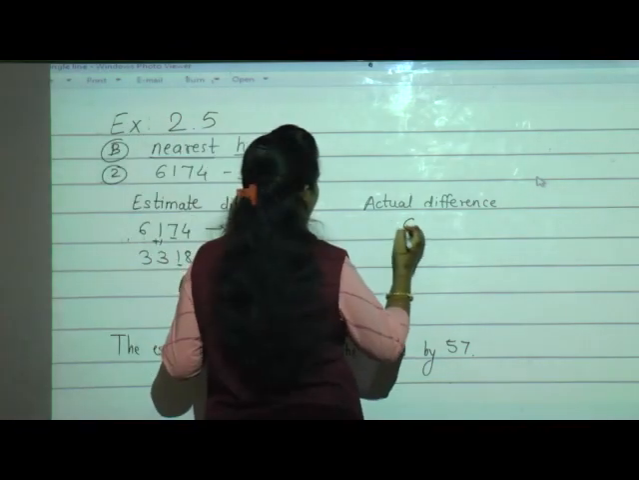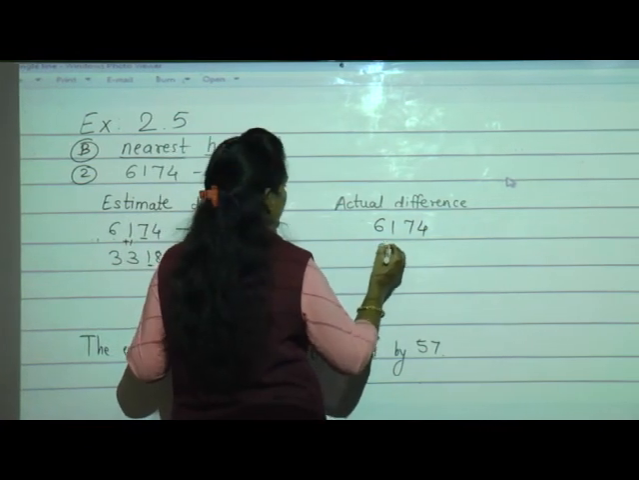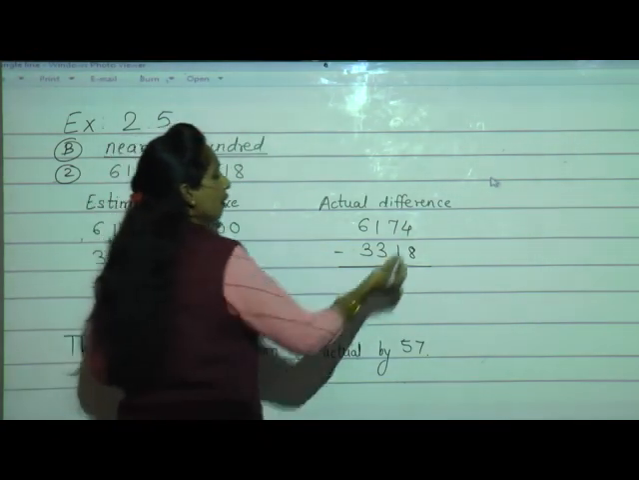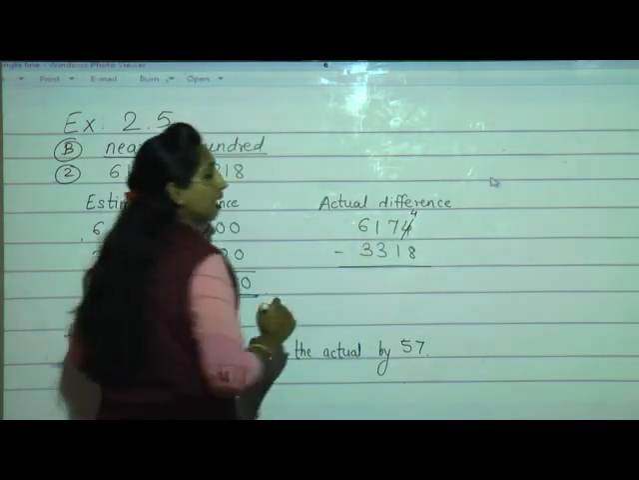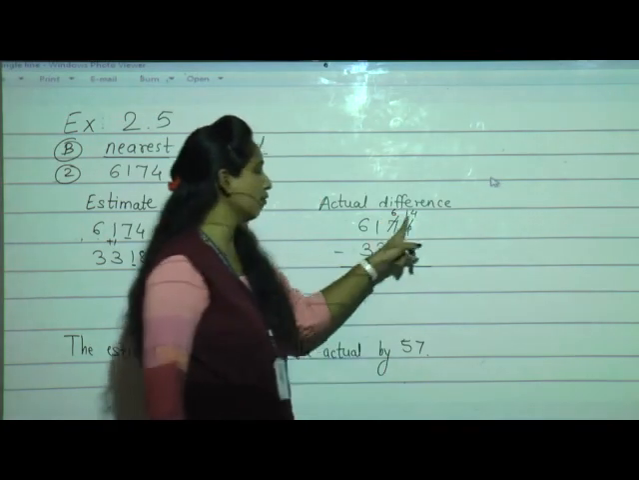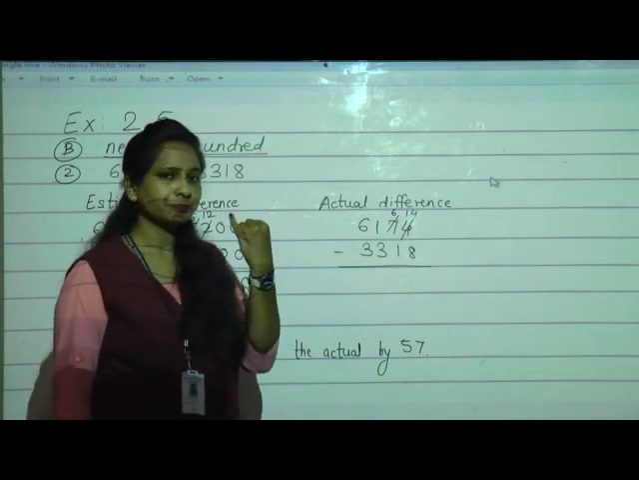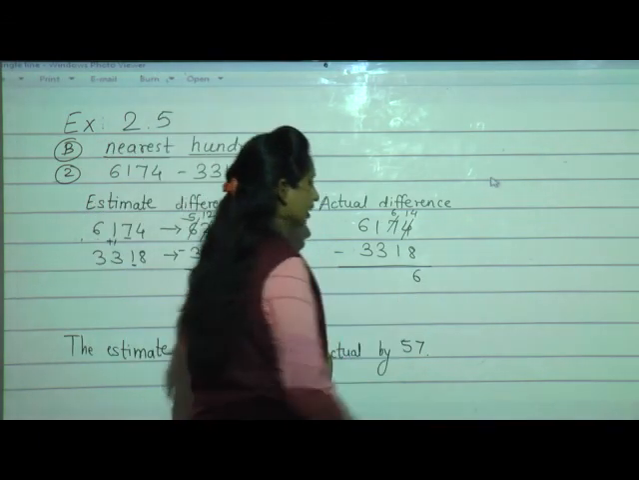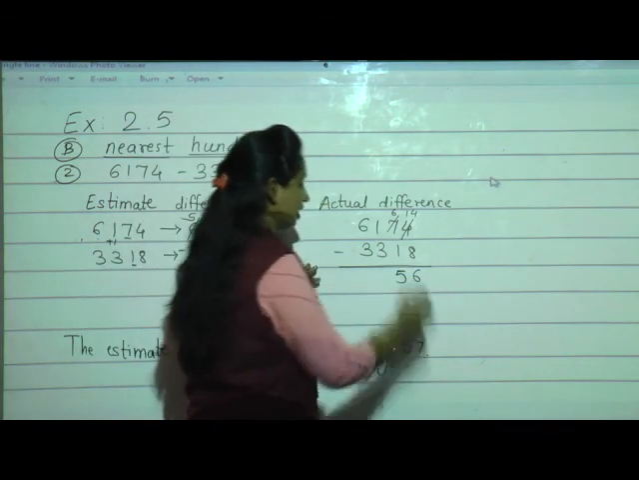The actual numbers are 6,174 and the other number is 3,318. Now we will see the difference between the actual numbers. 4 minus 8, can we? No, we cannot. So cut the 4 as it is. Take borrow from the neighbor. The neighbor is having 7. He will give 1, 6 will remain. Now 14 minus 8. Count after 8 till 14 comes: 9, 10, 11, 12, 13, 14. 6 fingers. So right here 6. Now 6 minus 1. Yes, we can. So 6 minus 1 is 5.